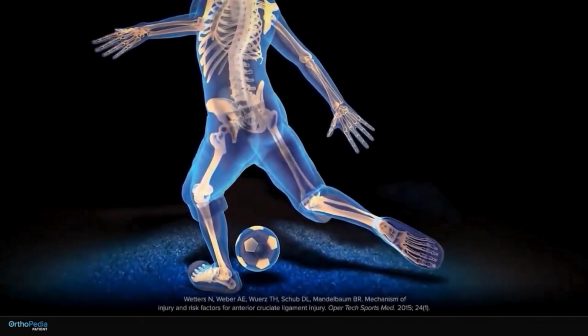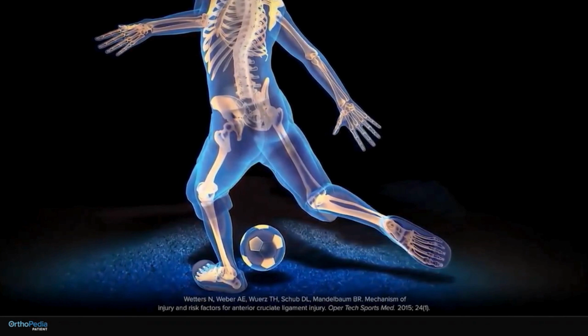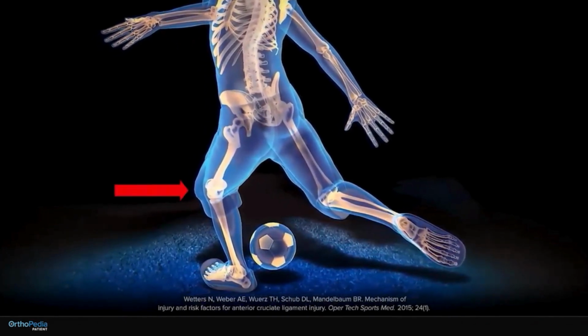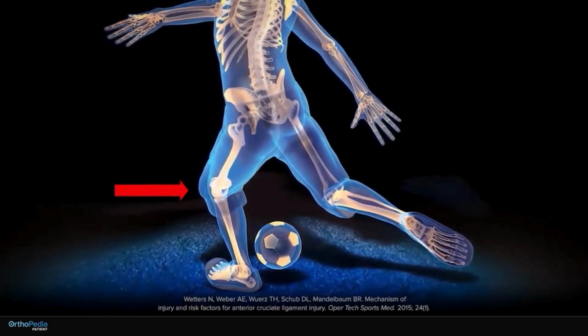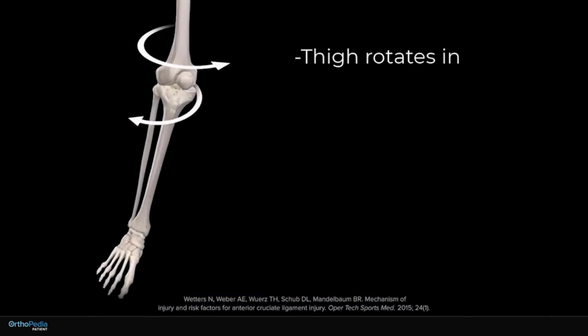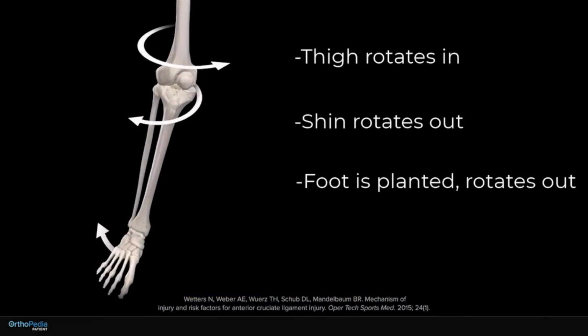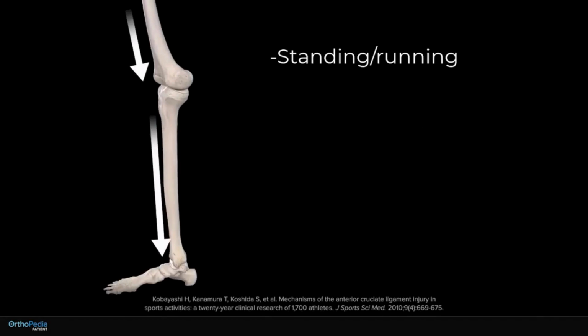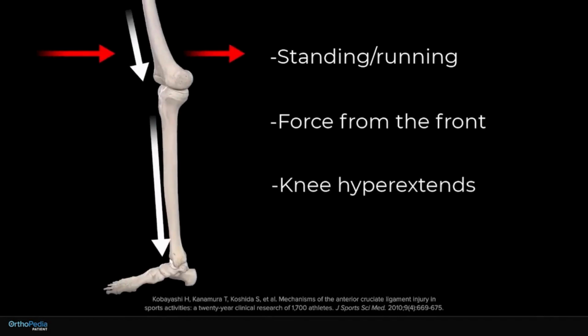Contact ACL injuries are less common and happen when the foot is planted on the ground and there is direct contact by an outside force, either bending the knee inward or bending it backward. When the knee bends inward, the thigh rotates in, the shin rotates out, and since the foot is planted, it rotates out as well. The knee can also bend backward if someone is standing or running with their foot planted. It is hit from the front, and the knee then hyperextends. Both of these positions put the ACL at risk for injury.